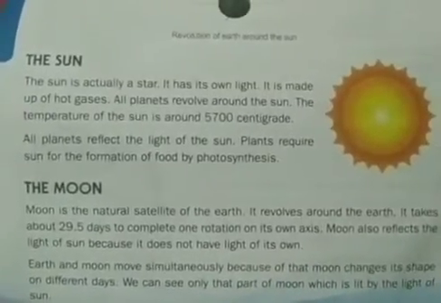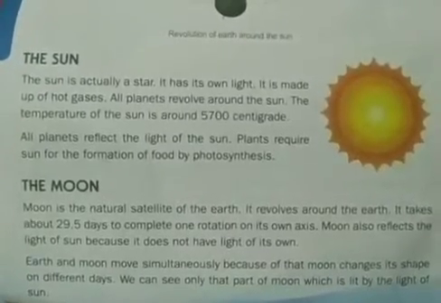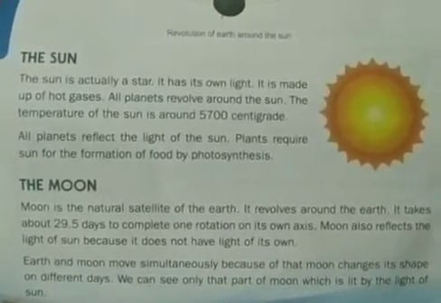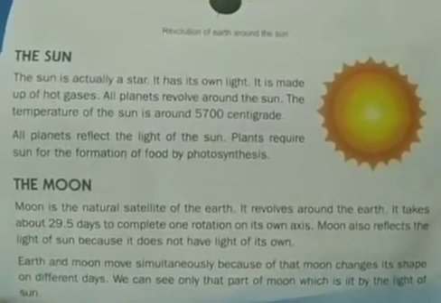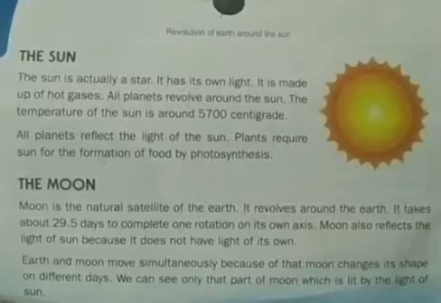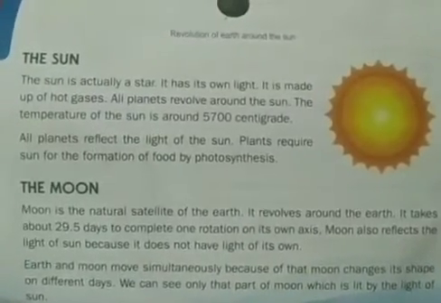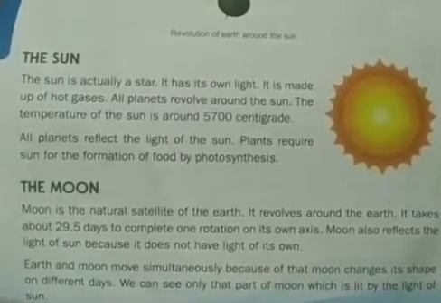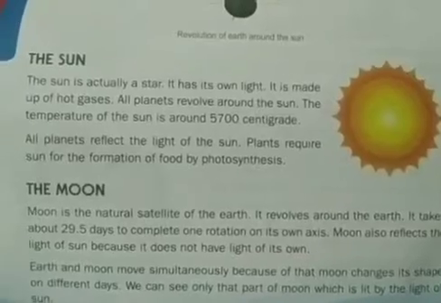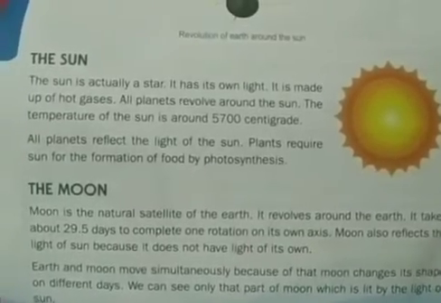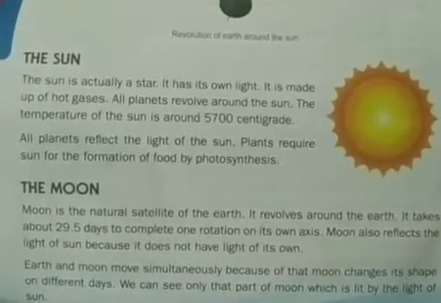So we know that the sun is a massive ball of burning gases, isn't it? And it is a star. The sun looks bigger because it is closer to the earth than any other star. Okay, and it is made up of hot gases, and it burns continuously. And it gives heat and light to the other planets.